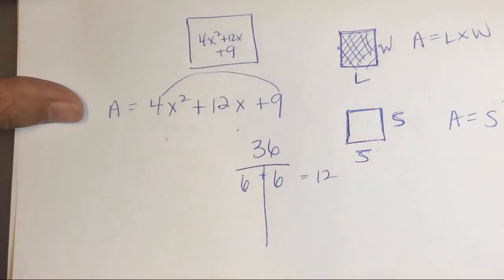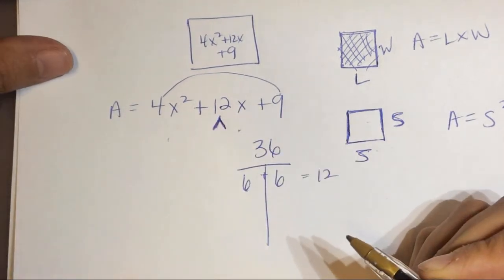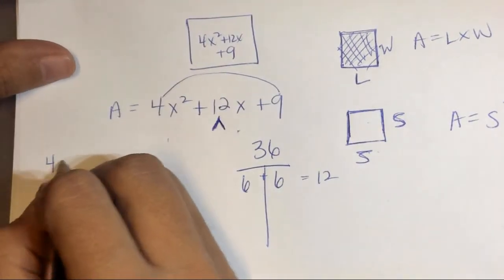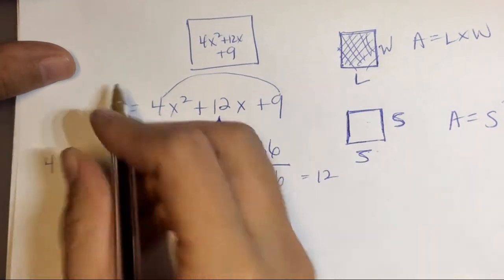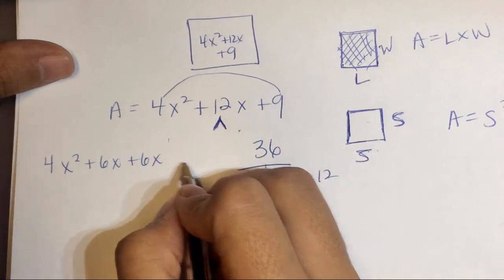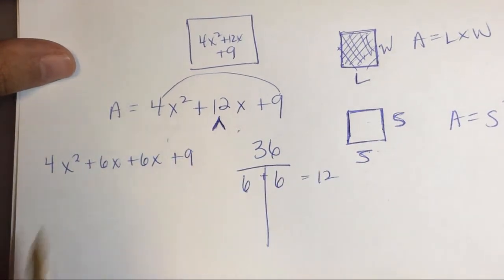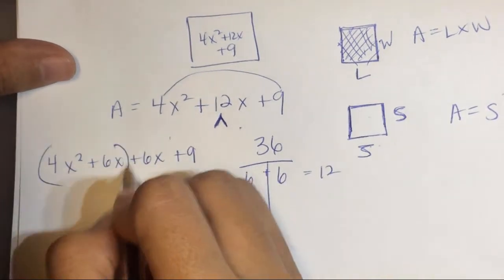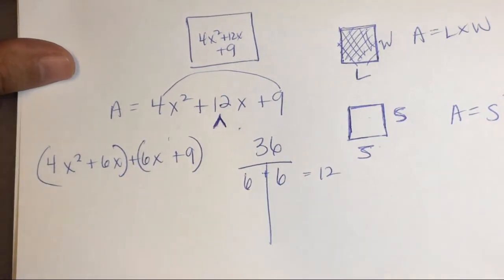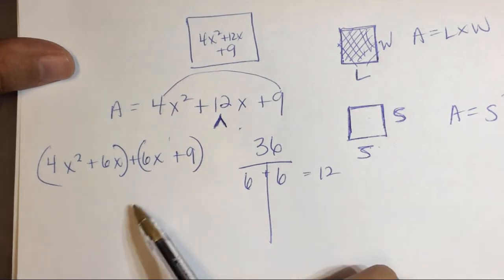So now I can rewrite 12. I'm going to split the middle term. I can rewrite 12x as 4x squared plus 6x plus 6x plus 9. See how I split the middle? That's why it's called split the middle. My next step is to group. I'm going to group the first two terms and then the last two terms together, and I want to check what they have in common, factor out the GCF.